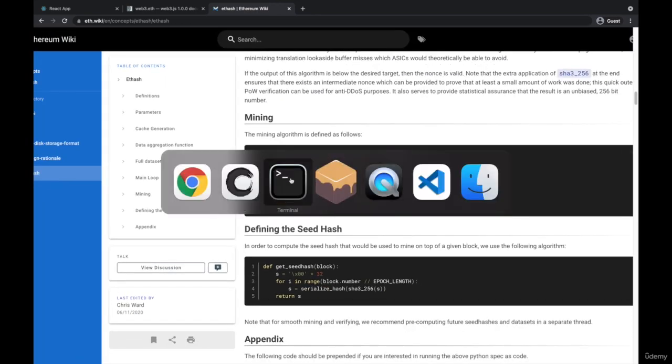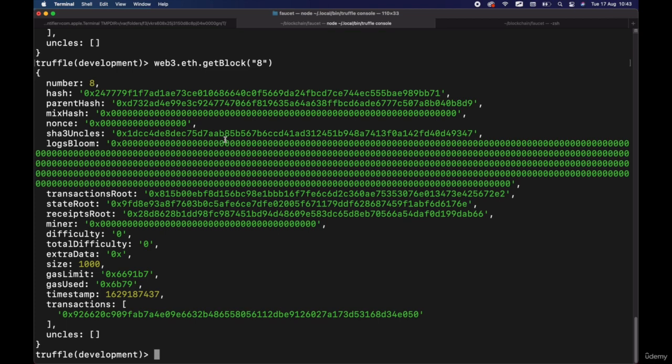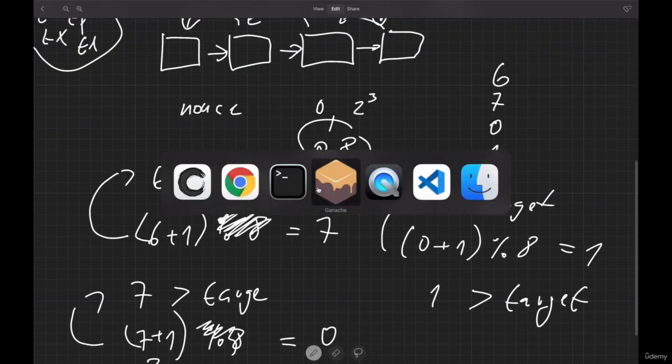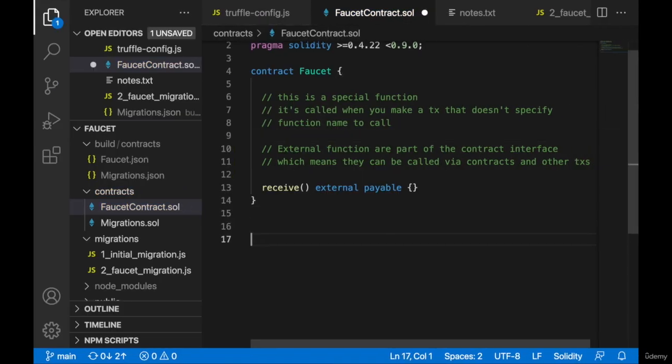What is important here is the hash, the parent hash, and this nonce number. By the way, this nonce number is an 8-byte number, which means 64 bits. If you copy it and paste it here, you will see it is an 8-byte number, 16 hex characters selected, which means 8 bytes.